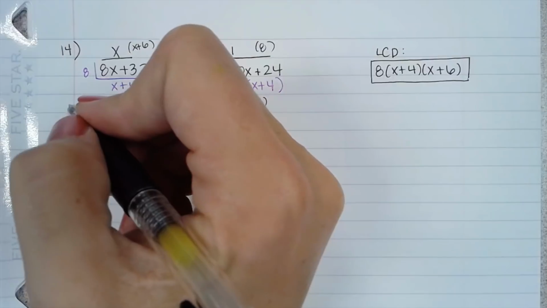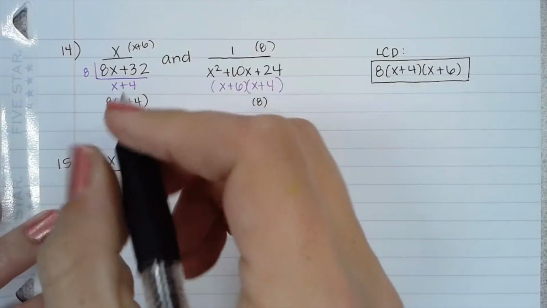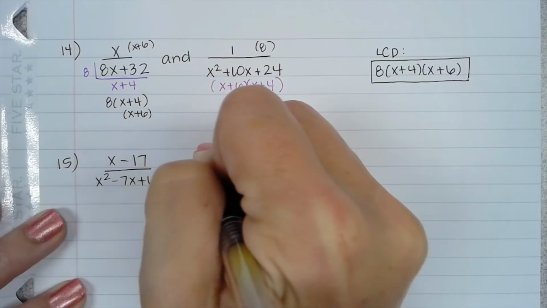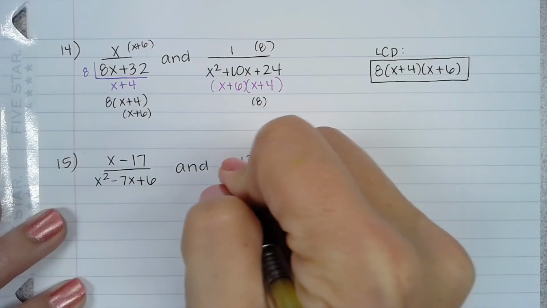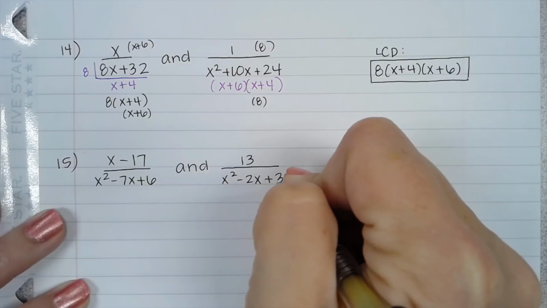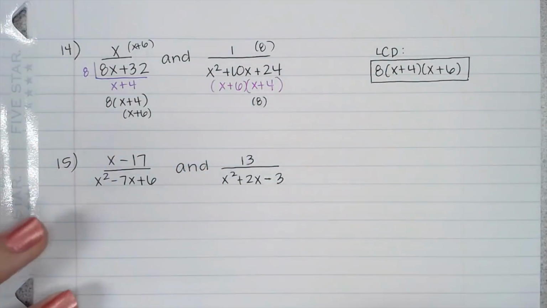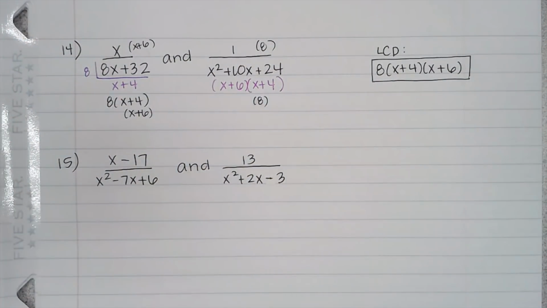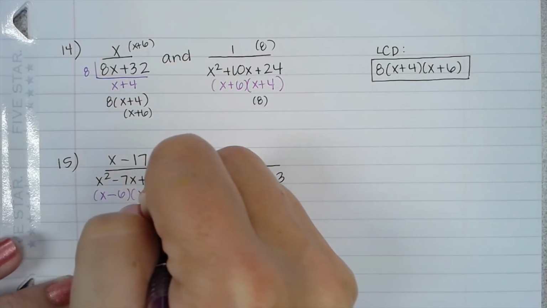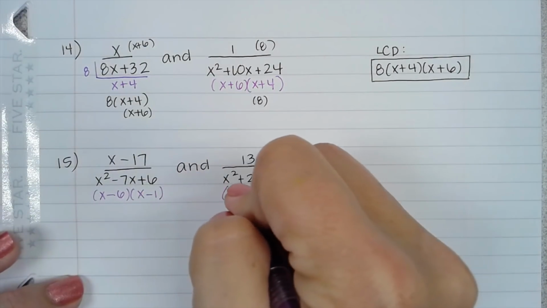Number 15 says, my denominators for 15 are x squared minus 7x plus 6, and then my second denominator is x squared plus 2x minus 3. There we go. So when I do the work for this one, I'm going to t-chart both of the bottoms, and you do want to be careful when you're t-charting. Remember to double check that the product for the inside-outside part of FOIL does add up to give you that number.